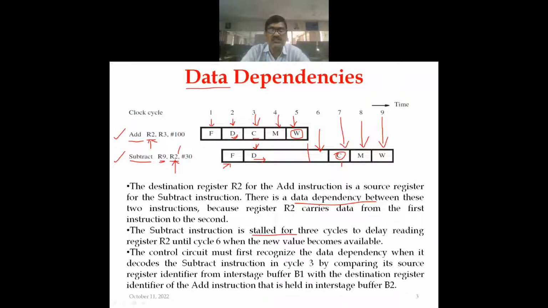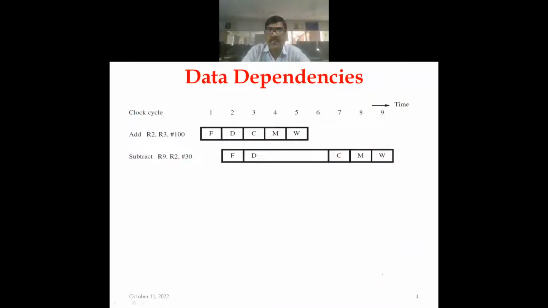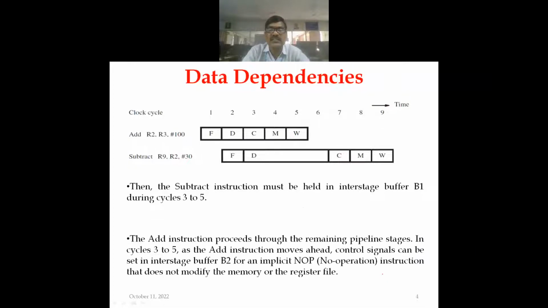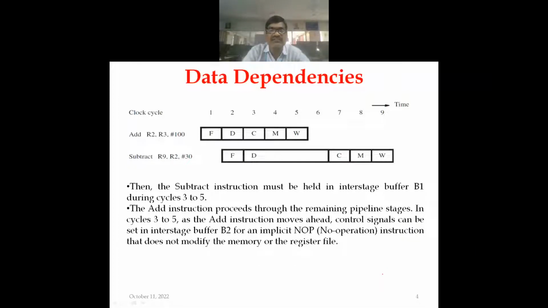The control circuit must first recognize the data dependency when it decodes the subtract instruction in clock cycle 3. During this clock cycle, when the subtract instruction is decoded, the control unit has to identify that it requires data from the first instruction. So there must be a delay, by comparing its source register identifier from the interstage buffer B1 with the destination register identifier of the add instruction held in the interstage register buffer B2. Then the subtract instruction must be held in the interstage buffer B1 during cycles 3 to 5.